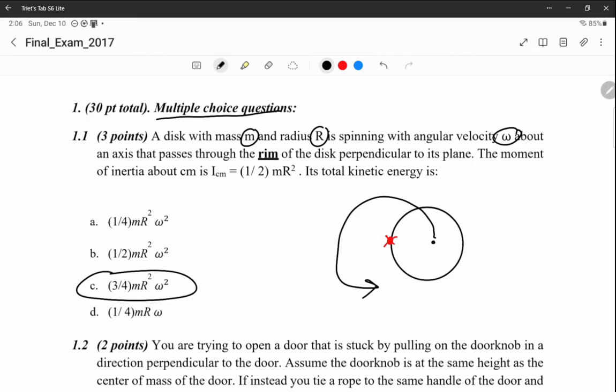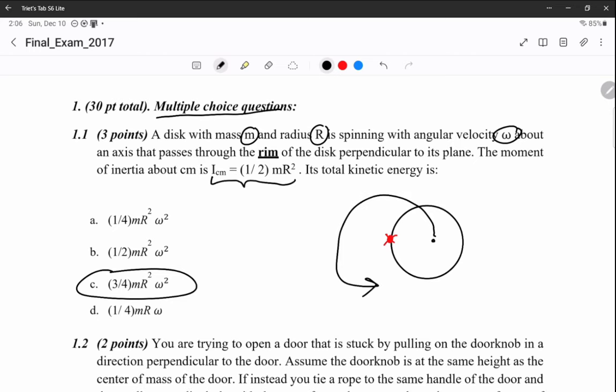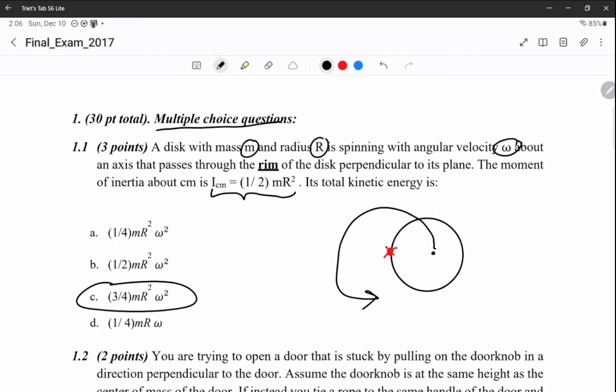The moment of inertia about the center of mass is 1/2 m r squared, standard for a cylinder. So it's asking to calculate the total kinetic energy. The total kinetic energy is going to be the translational plus the rotational, right?